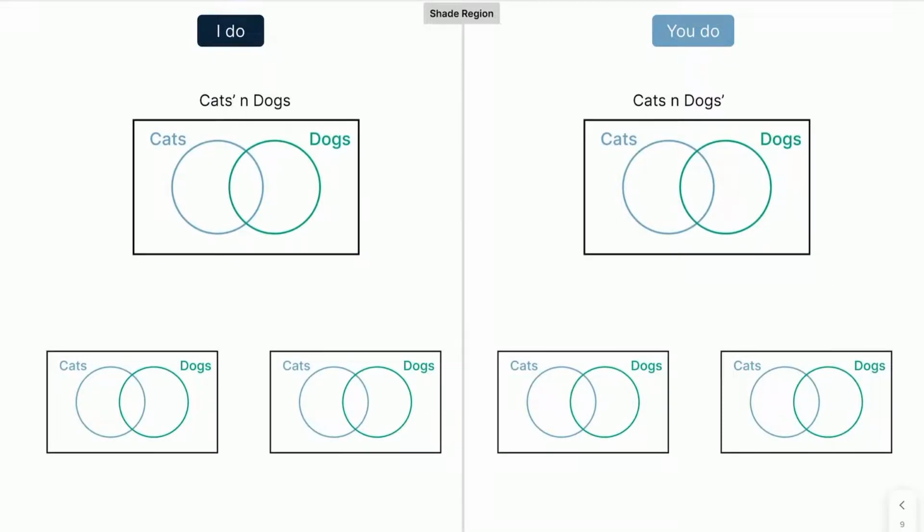This is the same as saying dogs only, and we did this earlier, and I just want to show you that with practice you pick this up. So not cats and dogs is just the same as saying the person's got dogs but he hasn't got cats, so we're not going to shade that bit.